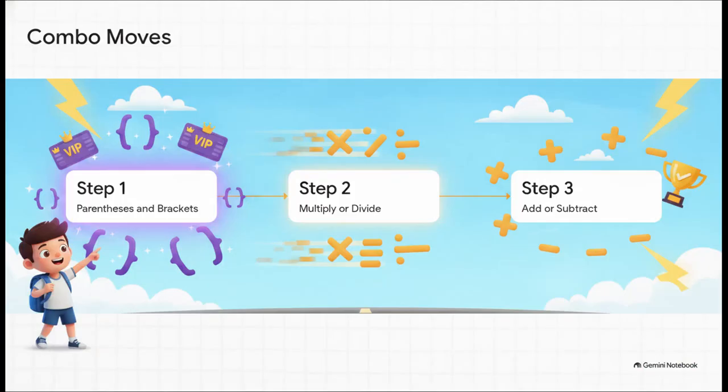So to make sure you never fall for that left to right trap again, you've got to memorize this 3-step ultimate boss combo. Step 1. Always clear parentheses or brackets first. They are like a VIP pass that skips the entire line. Step 2. Do all your multiplying and dividing, resolving them from left to right. Step 3. Finally, handle all your addition and subtraction, again, left to right. Stick to this algorithm and you honestly cannot lose.